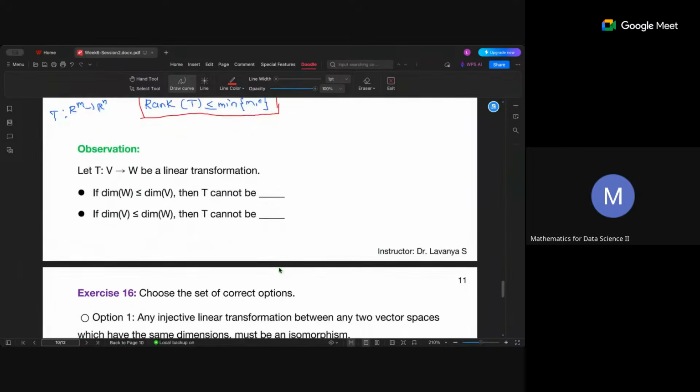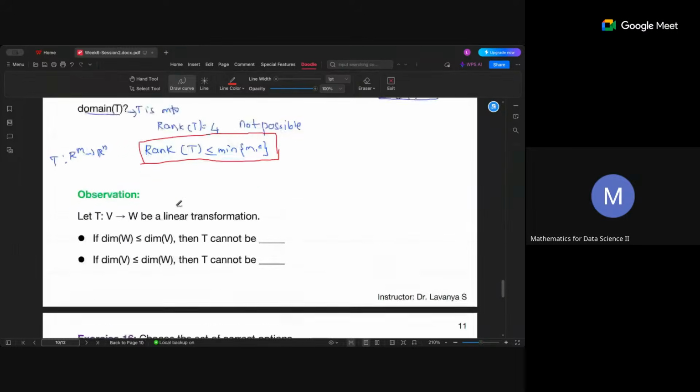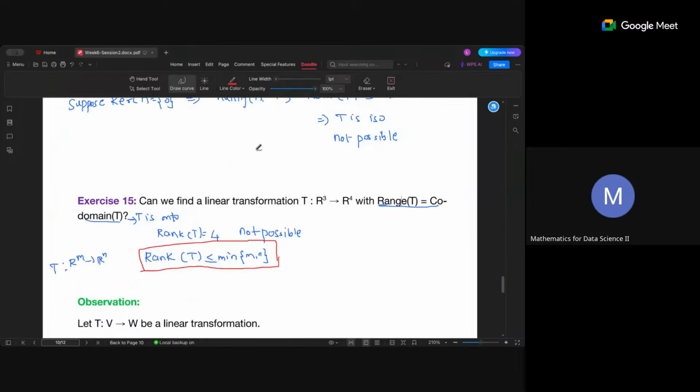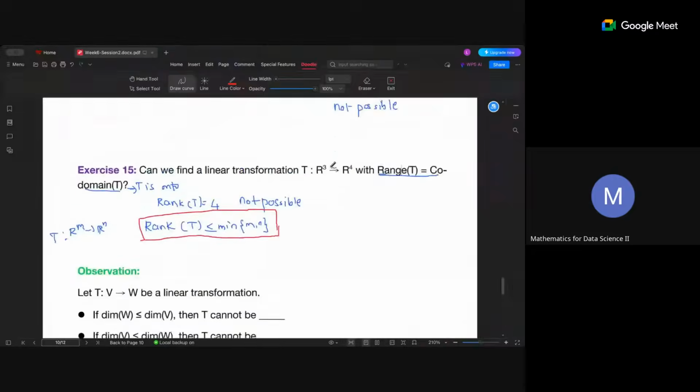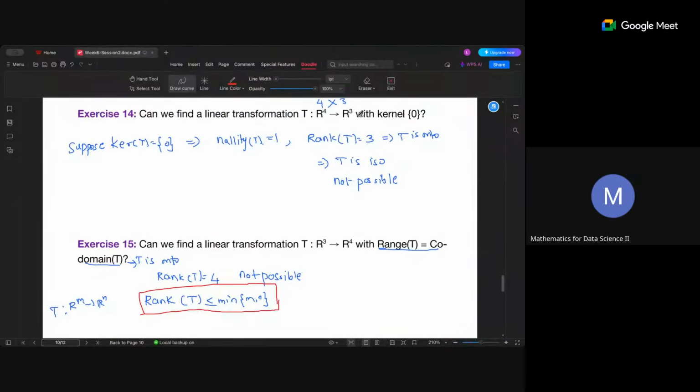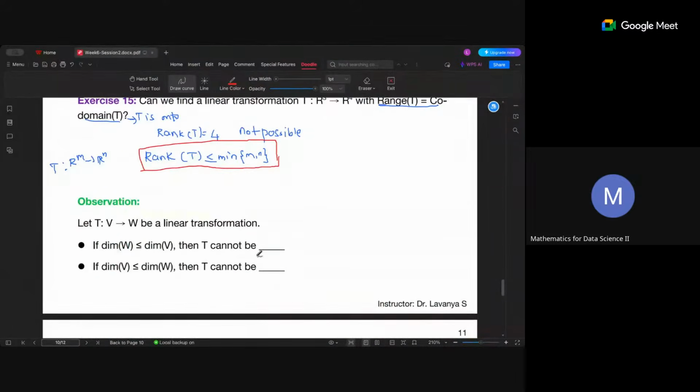So we are almost at the end of the session. Just an observation from the last two questions. If T from V to W is a linear transformation and dimension of W is less than or equal to dimension of V, just like in this case, then T cannot be an isomorphism, or first you can say one-to-one. And if dimension of V is less than or equal to dimension of W, it cannot be onto.